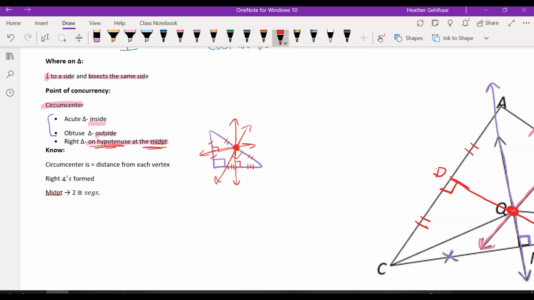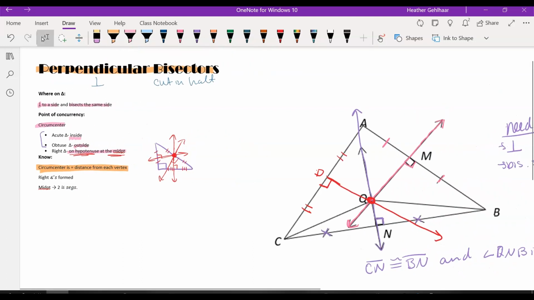Now, a couple of things. The circumcenter is equal in distance from each vertex. So the circumcenter is an equal distance from each vertex. So I'm going to go ahead and erase all this stuff here.